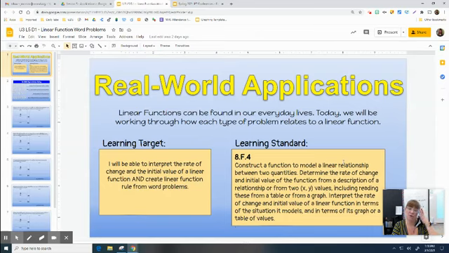You'll be able to pull those out of the word problem and create an equation in slope-intercept form to represent it. And there's a learning standard, which is 8th grade functions, standard 4. We're looking at the end of that standard, where you can see the words interpreting situations and modeling those with equations. So let's get into this now.